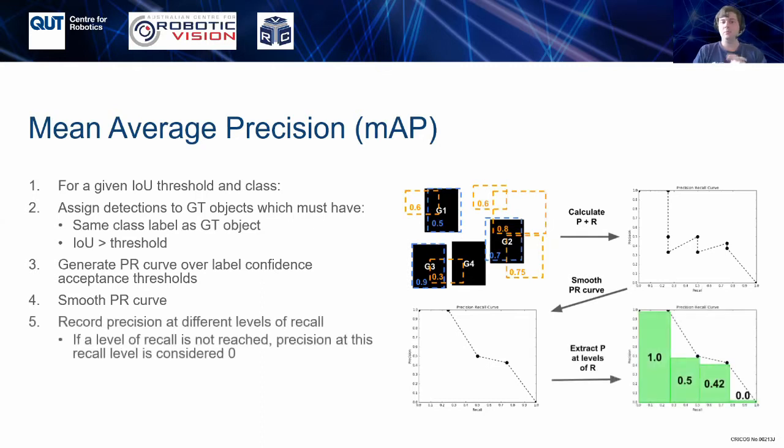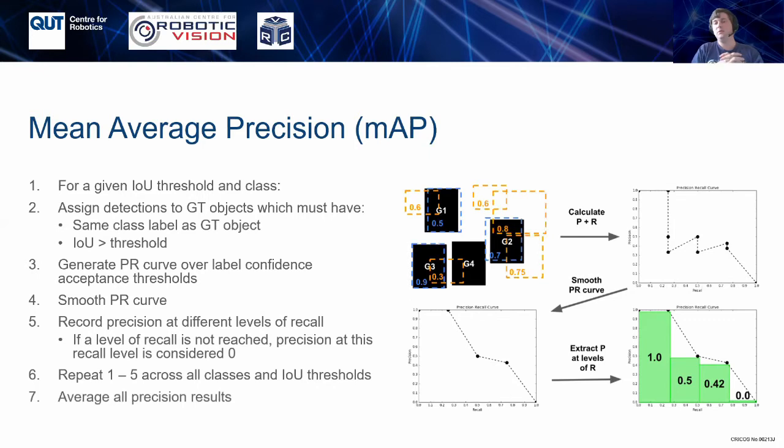We record our precision levels at different specific levels of recall. For COCO's version of MAP, this is 101 different levels of recall. And if a level of recall has not been reached, the precision is considered as 0. Then we repeat steps 1 through 5 across all classes and IOU thresholds, and we average all these precision results together.